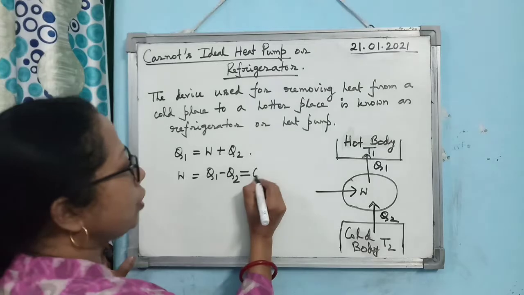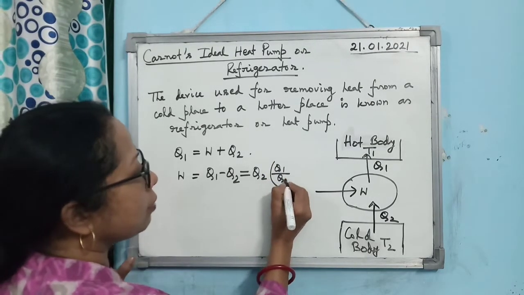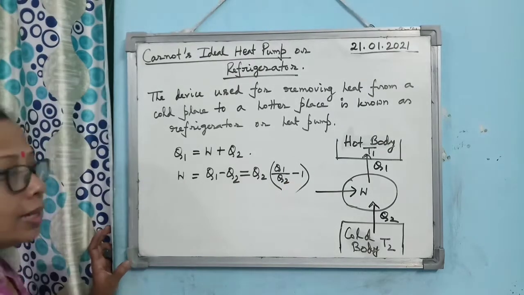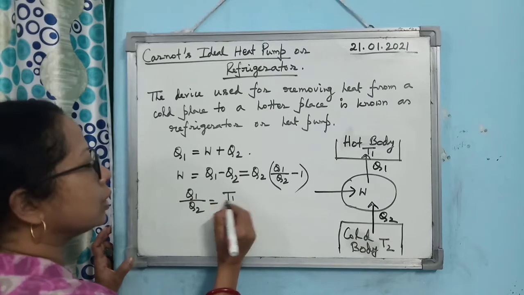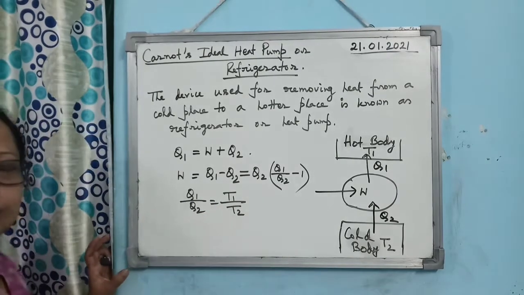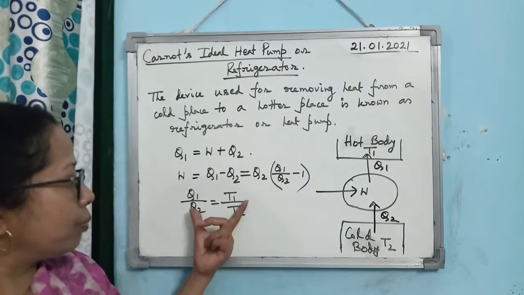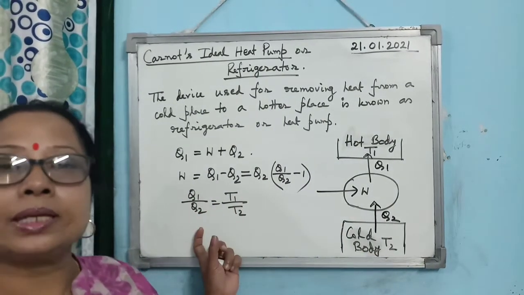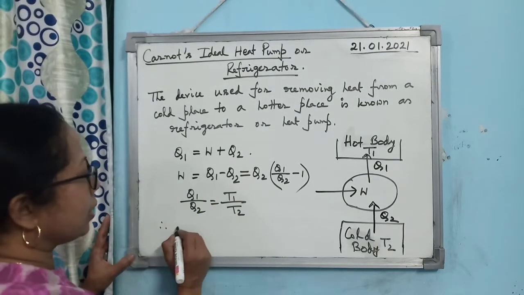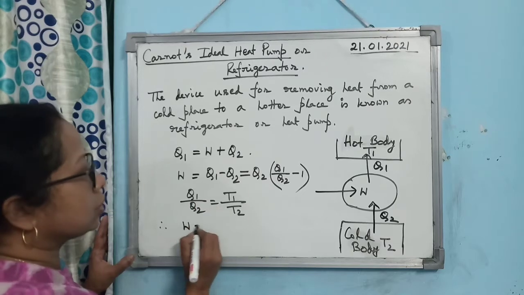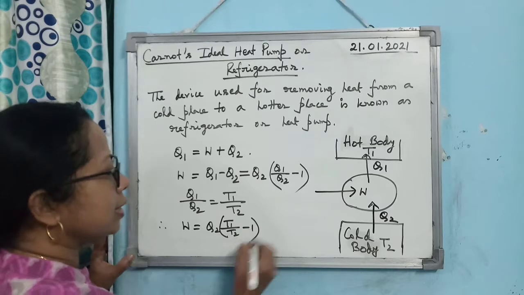Alright, so if you take Q2 common, what will it become? Q1 by Q2 minus 1. Now, already we know that Q1 by Q2 is equal to T1 by T2. Already we have proved it in the heat engine. Exactly in the same manner you can prove it here also, that Q1 by Q2 is equal to T1 by T2. So you can write W is equal to Q2 into (T1 by T2 minus 1).